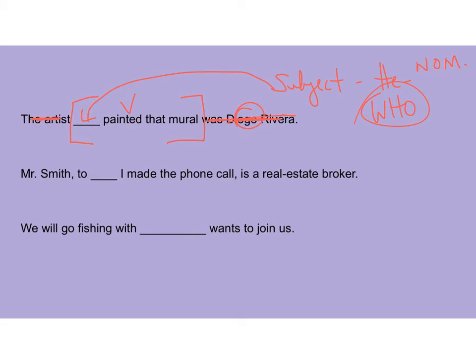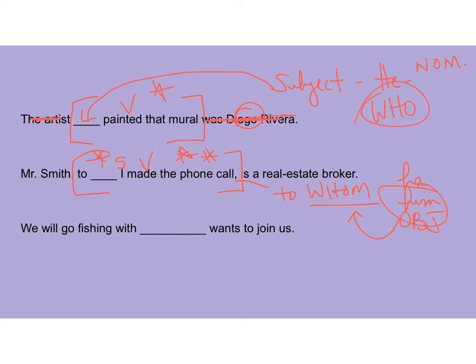Mr. Smith, to blank I made the phone call, is a real estate broker. Here's my clause. I'm going to have to move this thing around a little bit. I have the verb made. Who or what made the phone call? I made the phone call. I made the phone call to blank. So sometimes you have to move things around, as in this case. Sometimes you don't. I made the phone call to he? No, I made the phone call to him. If him works, I'm looking at an objective case pronoun. And so therefore, whom is the word I'm going for.